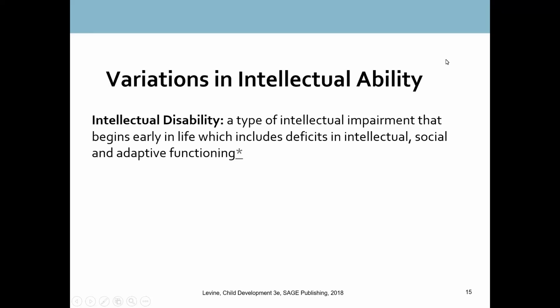In this second video, we will look at variations in intellectual ability, beginning with intellectual disability, which is a type of intellectual impairment that begins early in life, which includes deficits in intellectual, social, and adaptive functioning. We used to more narrowly define it as somebody who had an IQ of less than 70. And that was basically the test for whether or not you were intellectually disabled or not. But now we also look at the social and adaptive functioning of the individual.